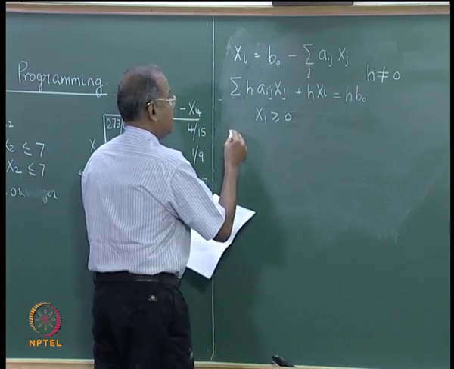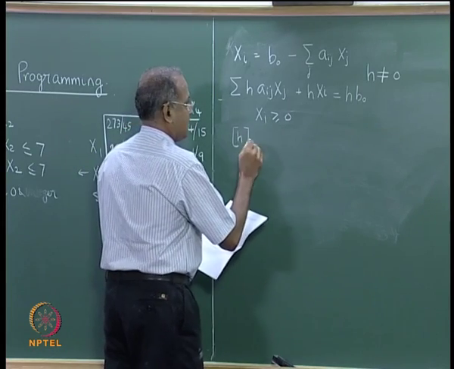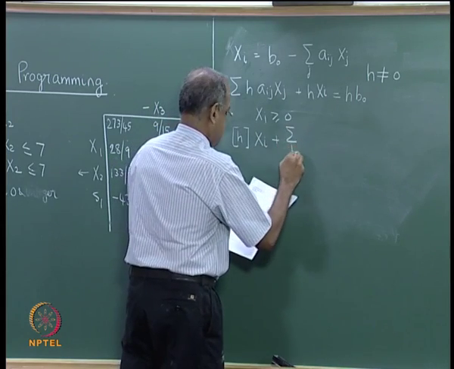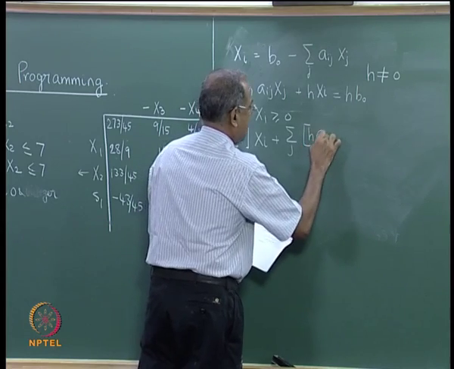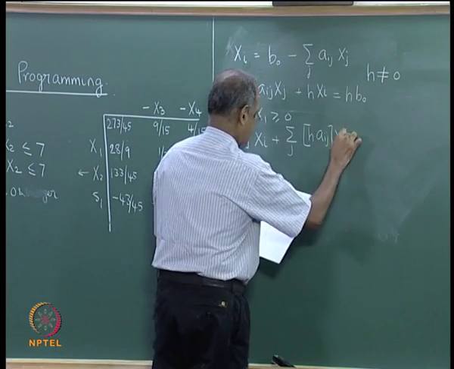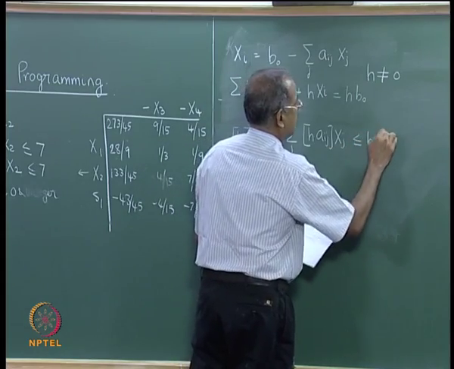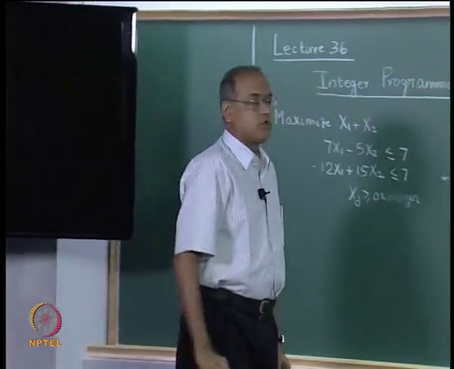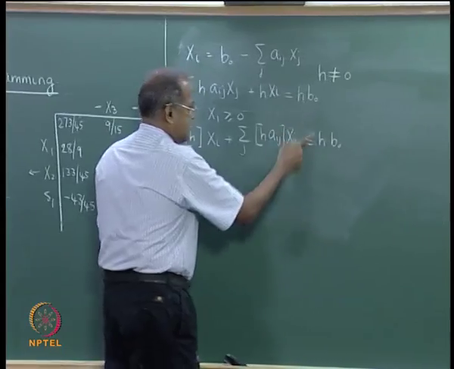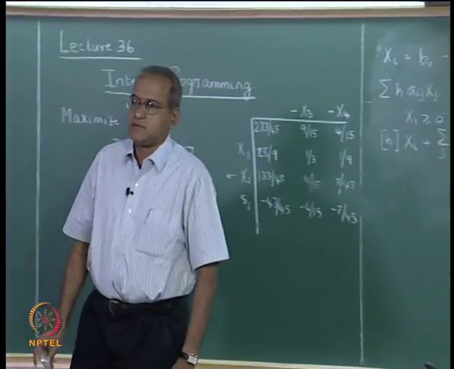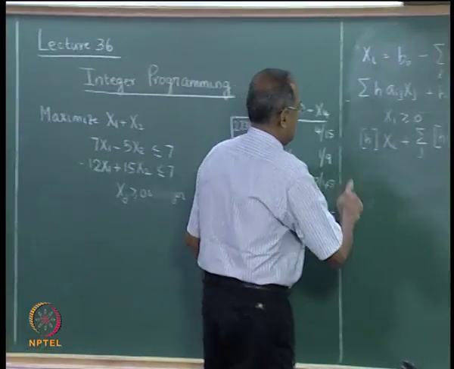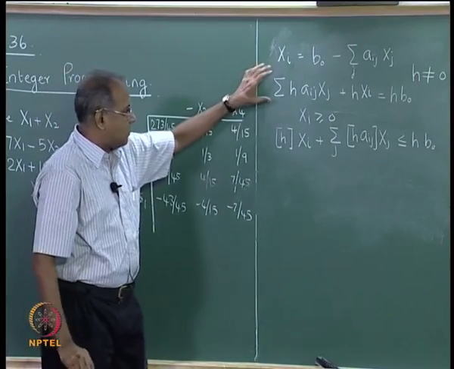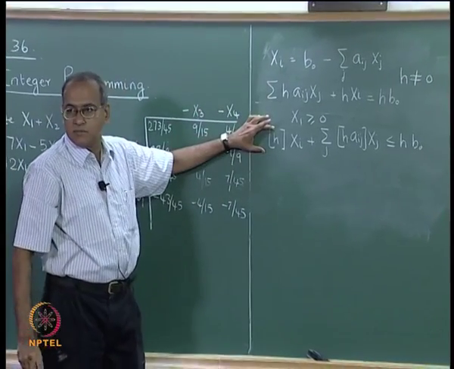This can be written as lower integer value of h into xi plus sum over j h aij xj is less than or equal to h b naught. Now let me explain this, this is not very difficult to follow. Right hand side is the same, so the right hand side has not changed. Now I am taking this h out and writing the lower integer value. So this term can only be less than this term.